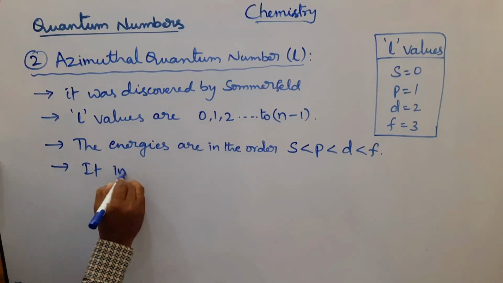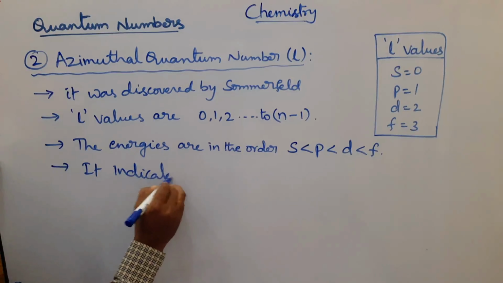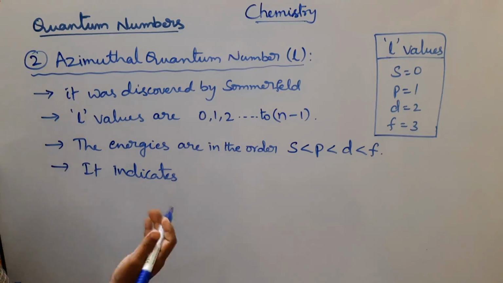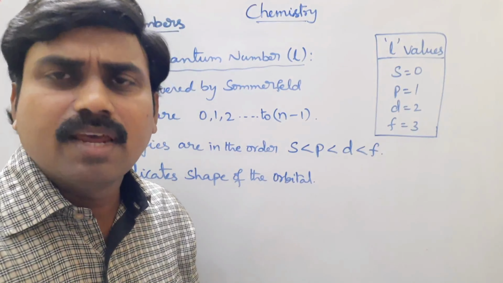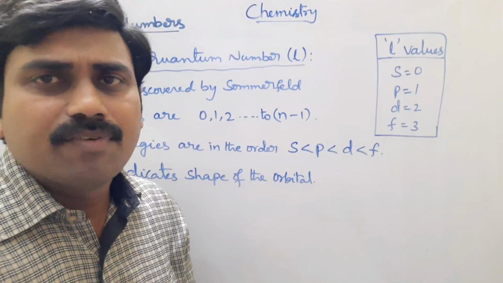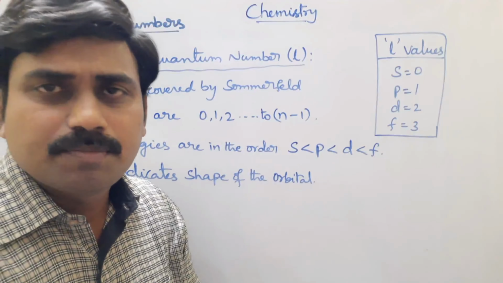The azimuthal quantum number indicates the shape of the orbital. So according to shape, s orbital shape is spherical, p orbital shape is dumbbell, d orbital shape is double dumbbell, and f orbital shape is four-dumbbell. So it indicates the shape of the orbital and the angular momentum of the electron.